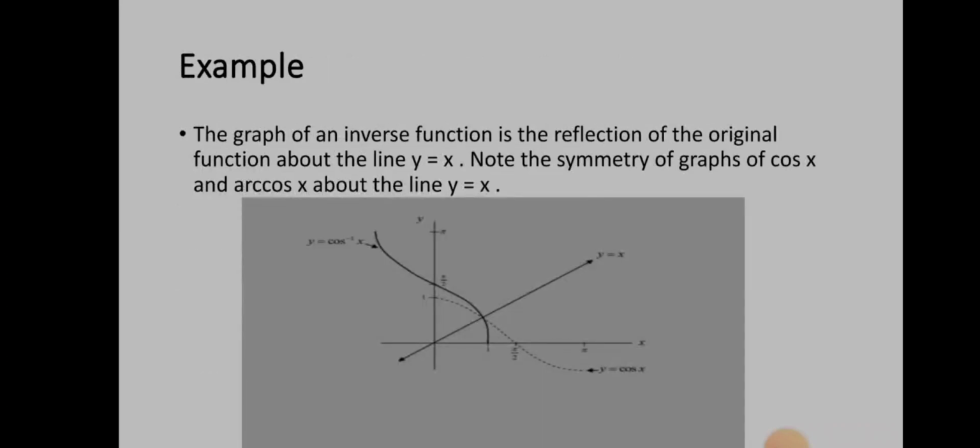For example, the graph of an inverse function is the reflection of the original function about the line y equals x. Note the symmetry of the graphs of cos x and arccos x about the line y equals x. So based on the graph, y equals cosine inverse, this is our inverse function, and our original function is y equals cos x.